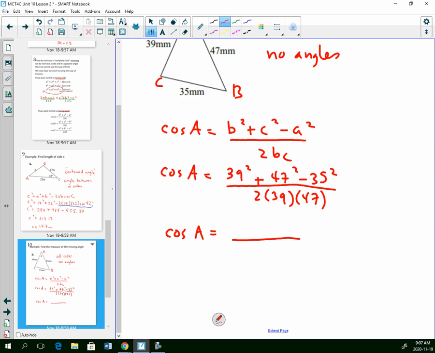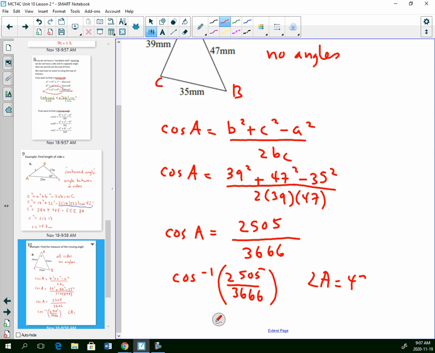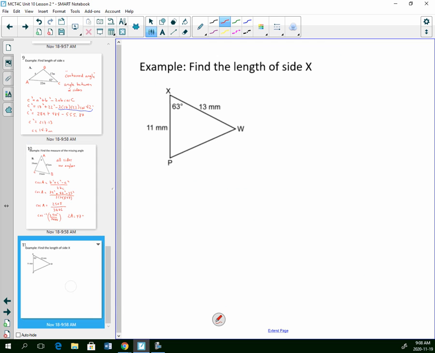So we get 2505 on the numerator and 3666 in the denominator. Then I just have to do my inverse, because we have to find the angle. So angle A works out to be 47. A lot of it is, most people can pick the right equation and put it in. Sometimes it's the calculator that fails you. Okay, so that's just a quick review.